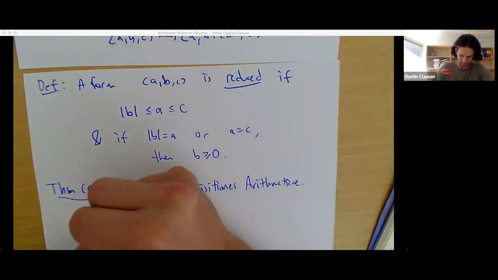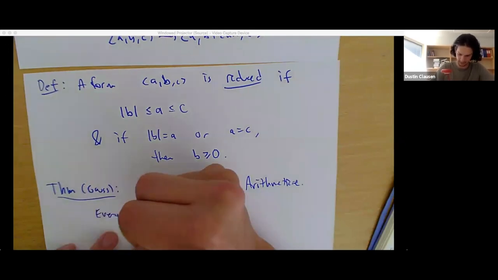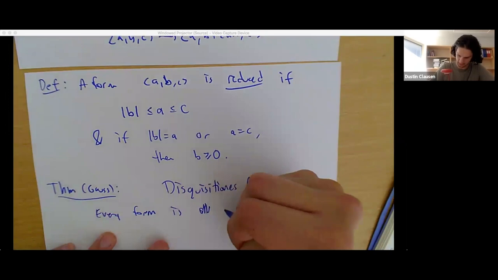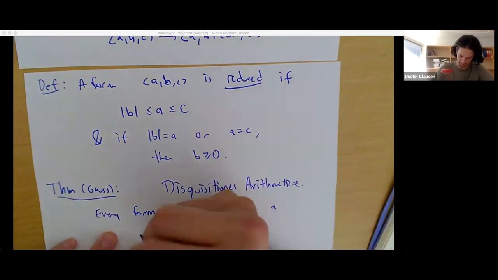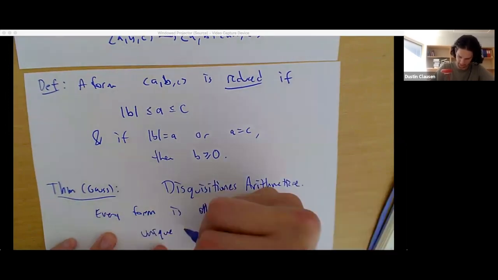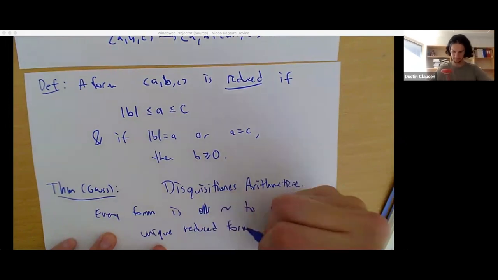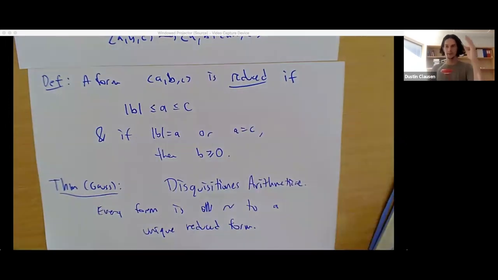Every form is strictly equivalent to a unique reduced form. So, in other words, you make a list of all the reduced forms, and then you've got, up to strict equivalence, exactly all of the forms. So no two reduced forms are strictly equivalent, and every form is strictly equivalent to some reduced form. So yes, Eleftherios.